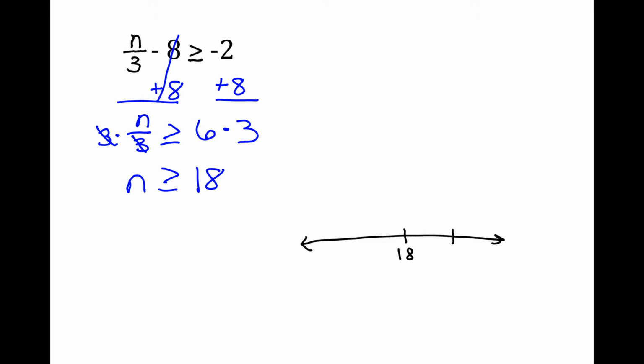Make a couple points for ourselves. Now this time it's greater than or equal to, which means that our circle is going to be closed. And n is greater than or equal to 18, so we're pointing our arrow towards the numbers that are greater than or equal to 18. Good. All right, let's try this one.